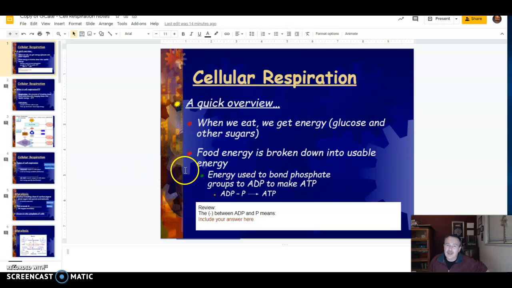On this first slide, all I want you to do is put in that one word or so that means what the dash means between ADP and P, or between H and O, or in between any two letters that form a molecule. What does the dash mean?